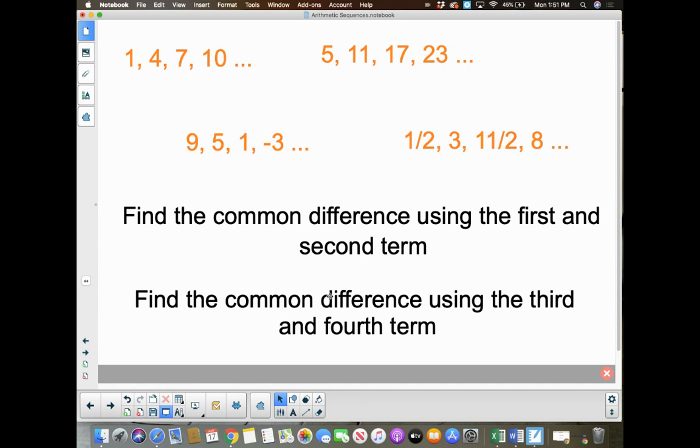Okay, so let's look at the first one. We are adding 3 each time, so my common difference is 3. The next one, I am adding 6 each time, so my common difference is just 6. The next one, it looks like I am subtracting, but I still have a common difference, and it's negative 4.